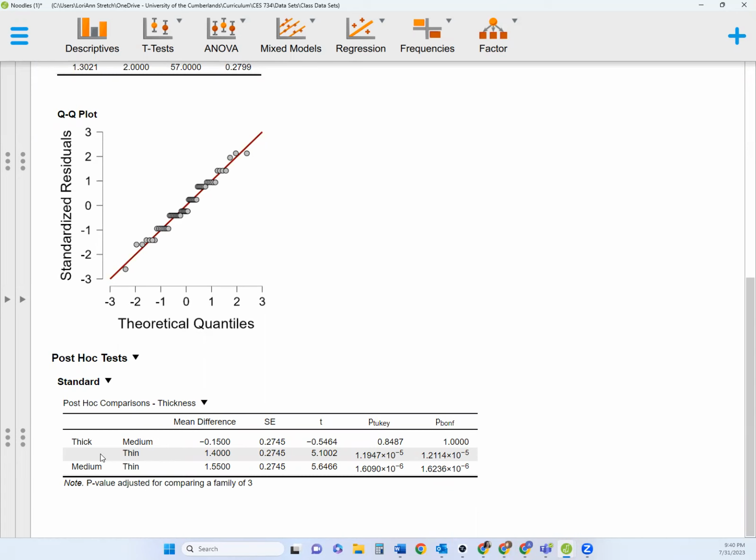Now, why is there nothing here? Well, this just means that you carry it down. So this is thick to medium, thick to thin, and then medium to thin. So these are called pairwise comparisons, and this is part of our post hoc.